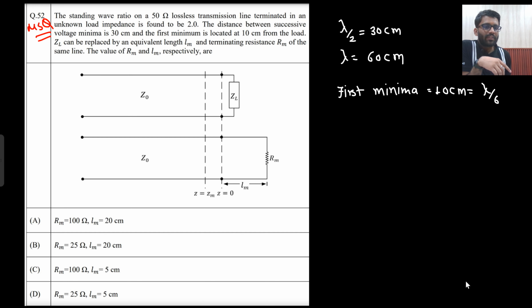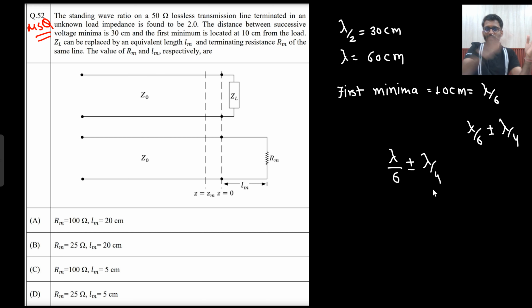So where can your first maxima be? Maxima can be at plus minus lambda by 4. If you do minus lambda by 4, it cannot be possible because that will come negative. At 10 centimeter you are getting the first minima, that means at lambda by 6 I am getting my minima. So for finding the first maxima, what do we do? Plus minus lambda by 4. So it could be lambda by 4 before or lambda by 4 ahead.